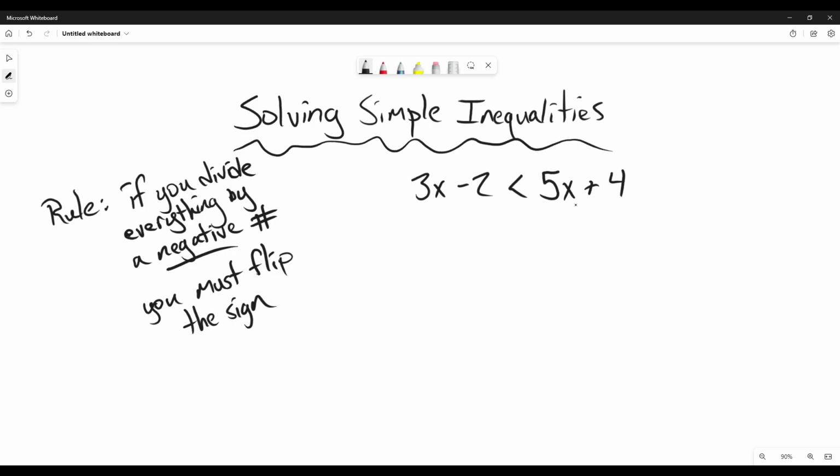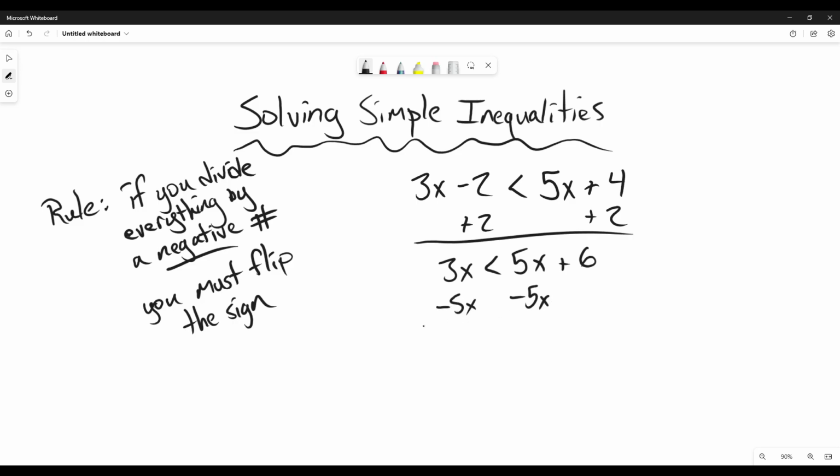First step, again, we have to isolate the two sides. So let's get this negative 2 over here. Since it's negative 2, we're going to add 2 to both sides. That leaves us at 3x is less than 5x plus 6. Now we have to get this 5x to this side, so minus 5x, minus 5x. Now we're at negative 2x is less than 6.